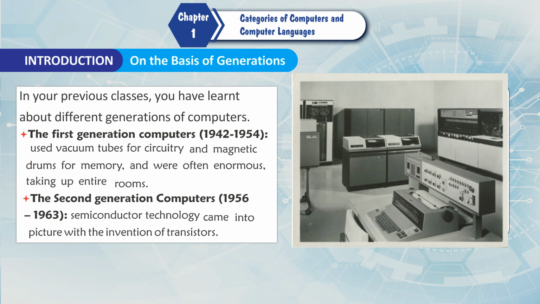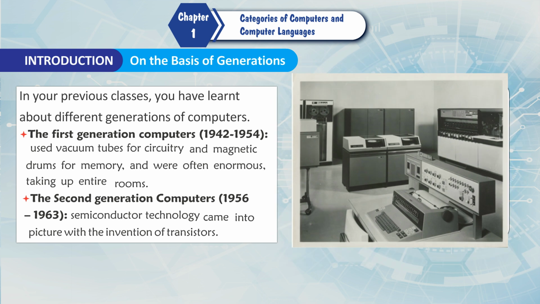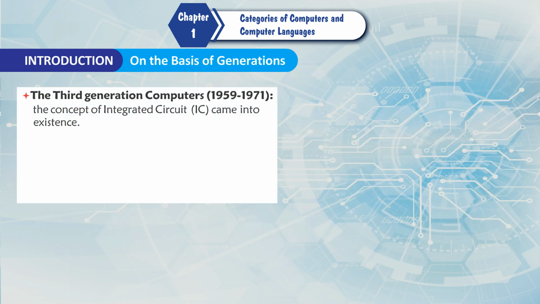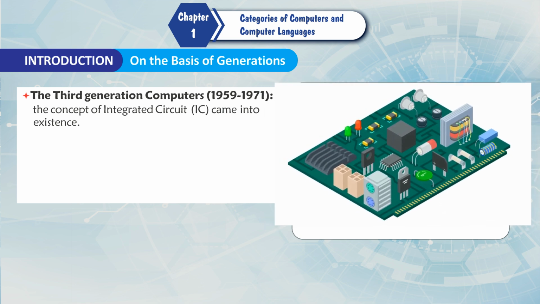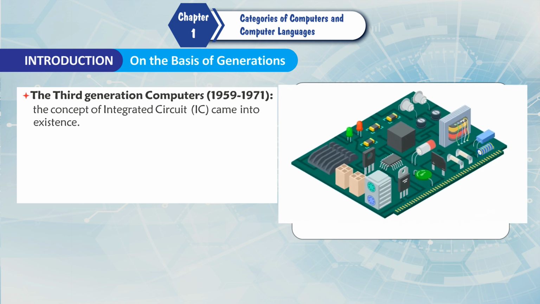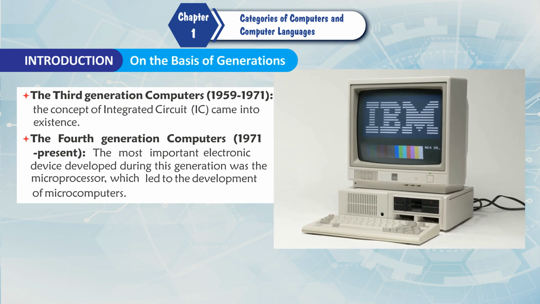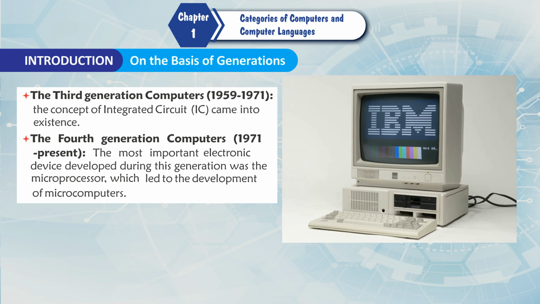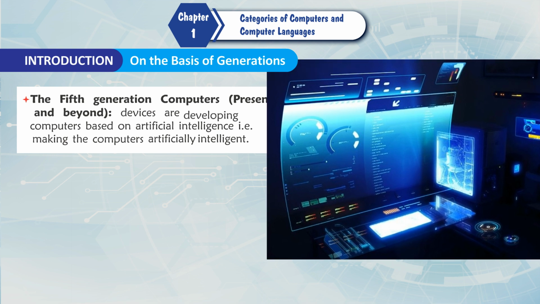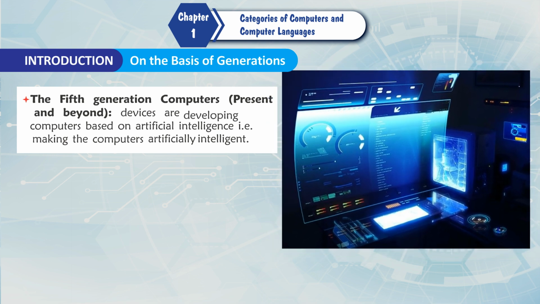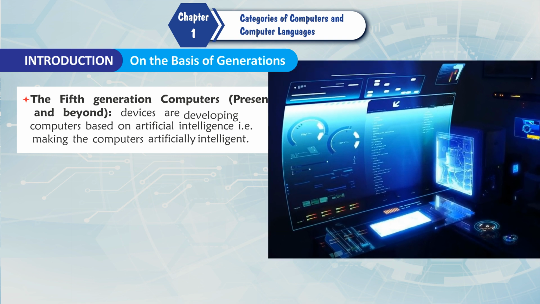The second generation computers, 1956 to 1963: semiconductor technology came into picture with the invention of transistors. The third generation computers, 1959 to 1971: the concept of integrated circuit, IC, came into existence. The fourth generation computers, 1971 to present: the most important electronic device developed during this generation was the microprocessor. The fifth generation computers, present and beyond: devices are developing computers based on artificial intelligence, that is, making the computers artificially intelligent.